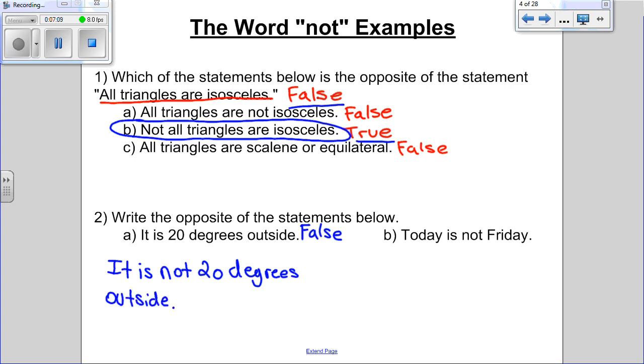Turn a false statement into a true statement by adding the word not. Go ahead and do it for B. So see if you can add the word not, or do whatever you need to do with the word not, to make it a true statement. It's currently a false statement. You could even do a double not, that'd be really good.